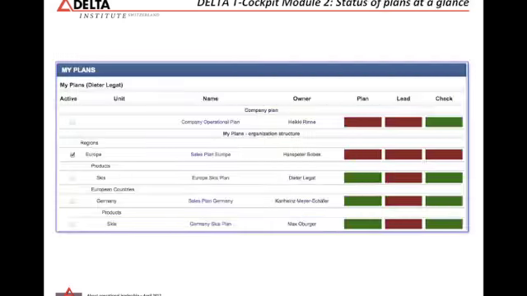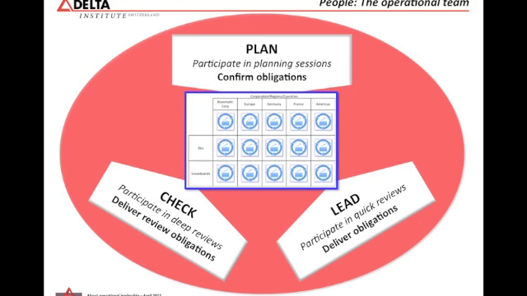The Delta T-Cockpit summarizes an overview of all these plans in this one-page template, where it shows per plan the status of the plan, lead, and check phase. To support the teamwork of the operational team, for each individual team member, the cockpit shows the individual obligations and how the progress is being done.